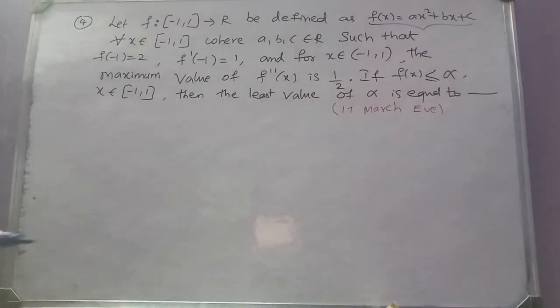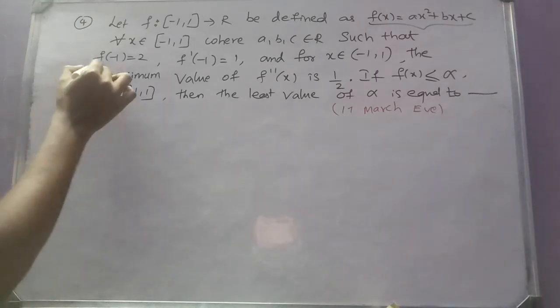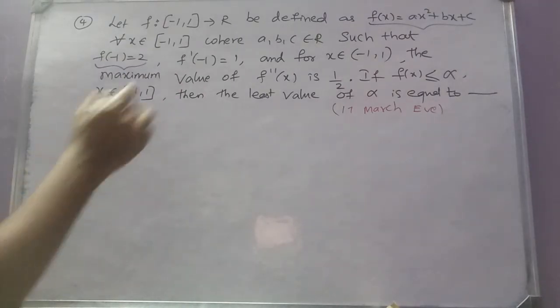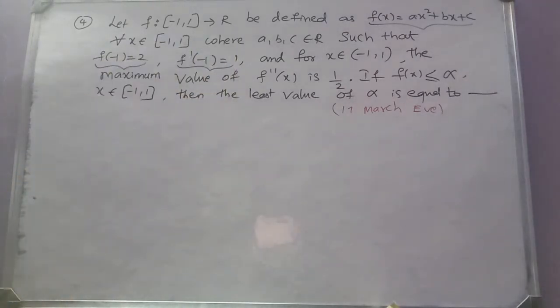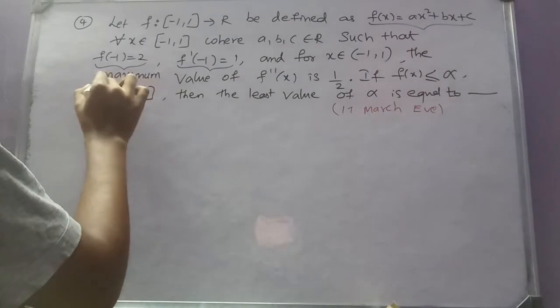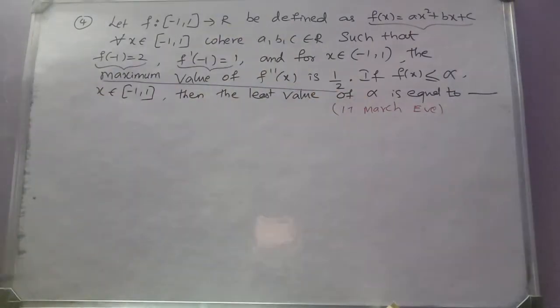First of all, let us split the problem like this. First, let me find the coefficients a, b, c. By using which clues? By using f of minus 1 is equal to 2, f dash of minus 1 is equal to 1, and the maximum value of f double dash of x is 1 by 2. So you should have the basic idea of differentiation, maxima and minima. Just basic idea is enough to solve this question.